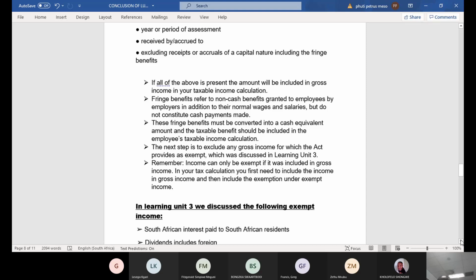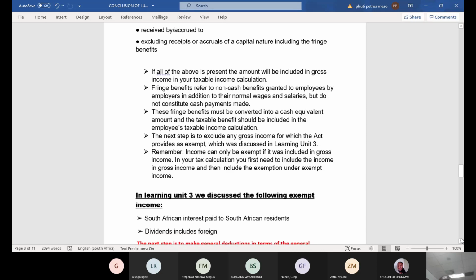So remember, income can only be exempt if it was included in the gross income. Meaning that you cannot just take any other income from somewhere else and include it in there. It has to be included in your gross income first before it can be exempt. And then in your tax calculations, you first need to include the gross income and then include the exempt income under the exempt part. As I said, that's actually your second part.